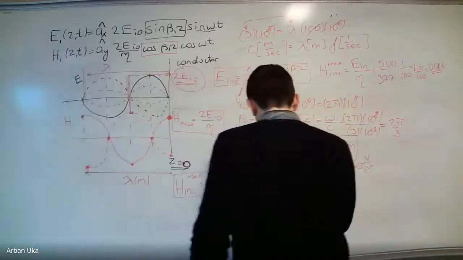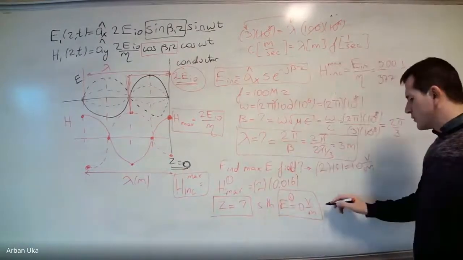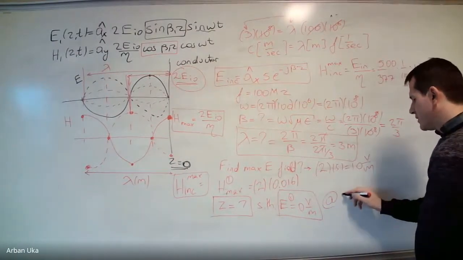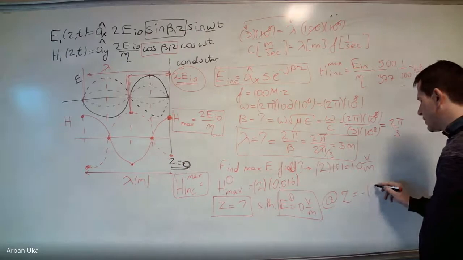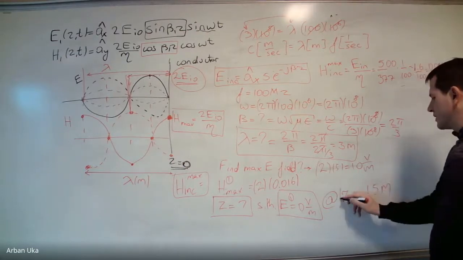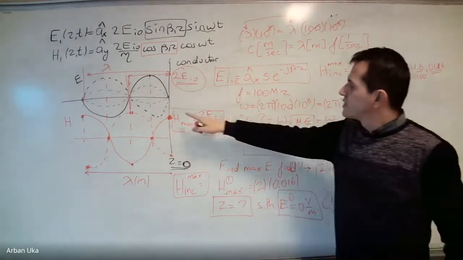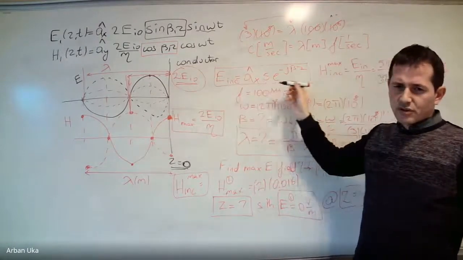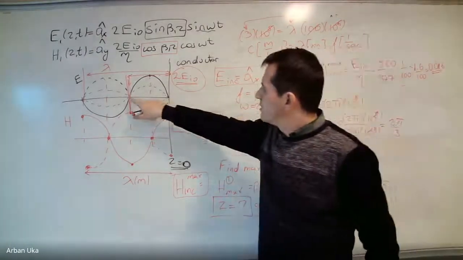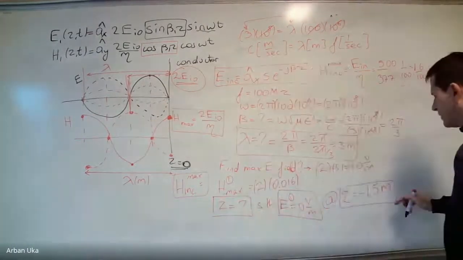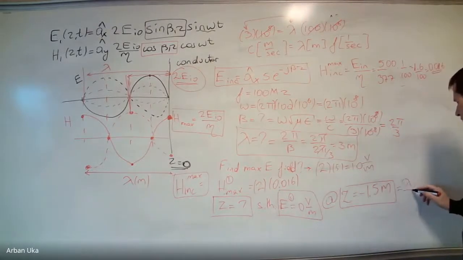So we can say that the electric field is equal to 0 volt per meter at Z equal to minus 1.5 meters. Assuming that this was Z equal to 0 and Z positive is going this way, so the first minimum is at Z lambda over 2, which is, let me write it here, sorry for not writing it before.